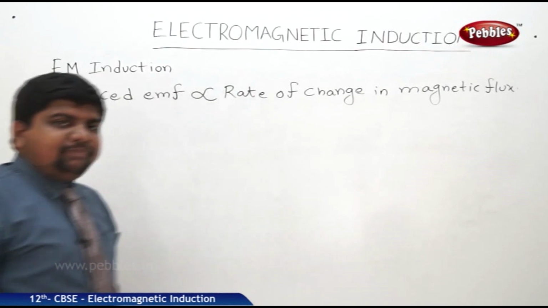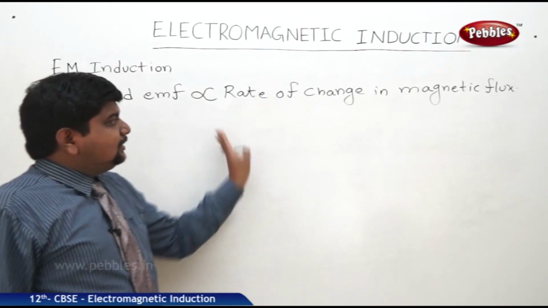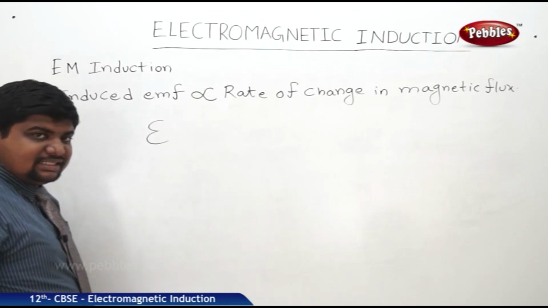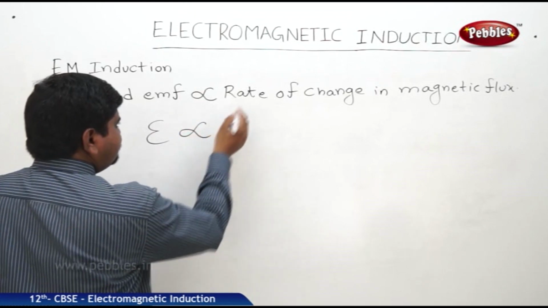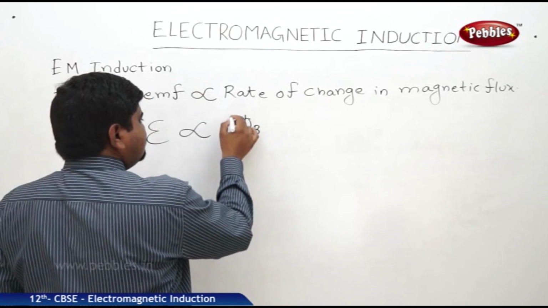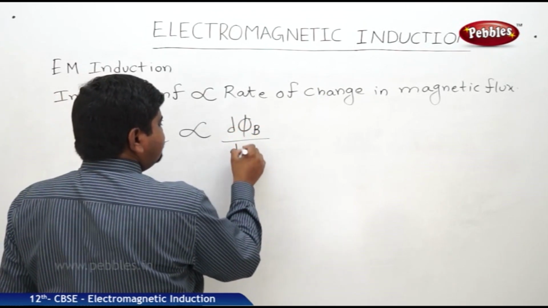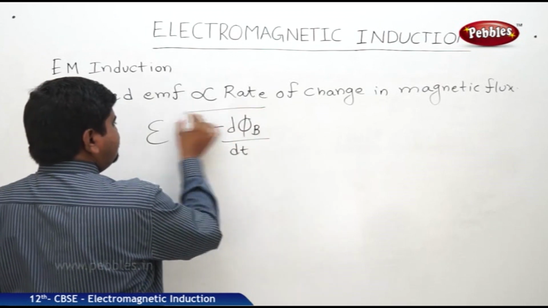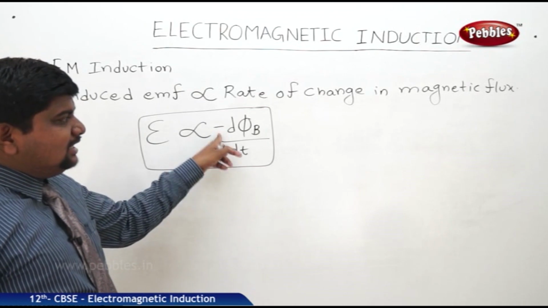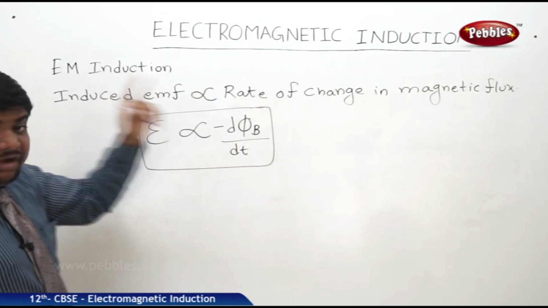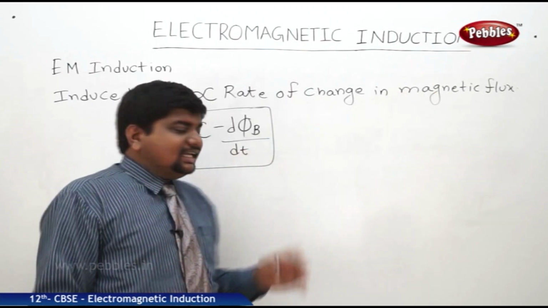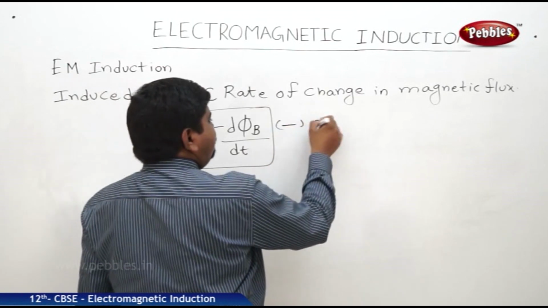This is the conclusion made by Faraday, Lenz and Henry. The induced EMF, symbol E, is directly proportional to the rate of change in magnetic flux, the derivative of flux with respect to time, but we apply the negative sign. What is the meaning of the negative sign? The induced EMF always opposes the change in the magnetic flux. Both are opposite in direction. The negative indicates the opposite sign.